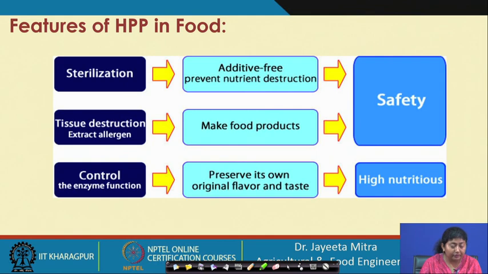Second is the control of enzymes. So, by this method we can control the enzymatic activity, so that the food can preserve its original flavor and taste. For example, if we apply the thermal method, sometimes there are enzymes in the food itself, so that can cause some decoloration, color degradation and off flavor development. So, those can be avoided in the HPP treatment. Okay. So, therefore, the nutrition is also intact.